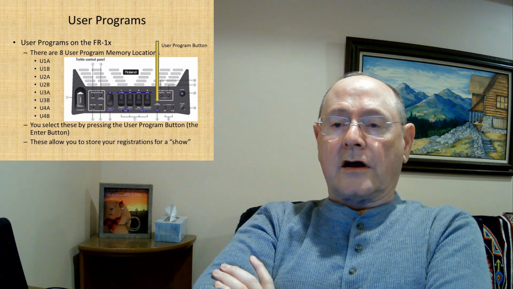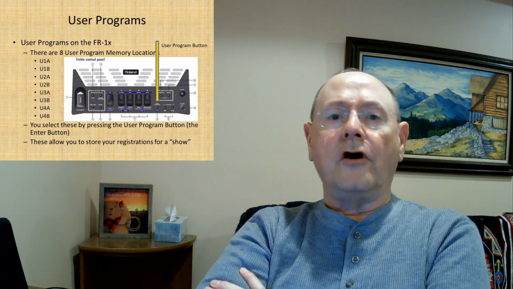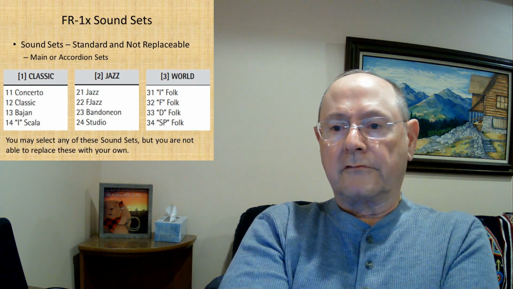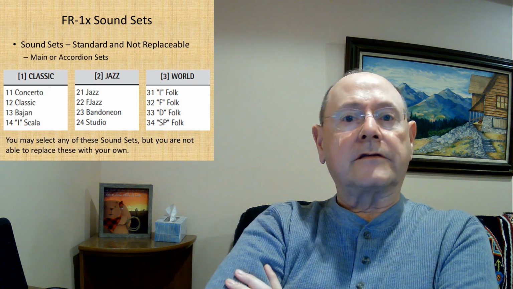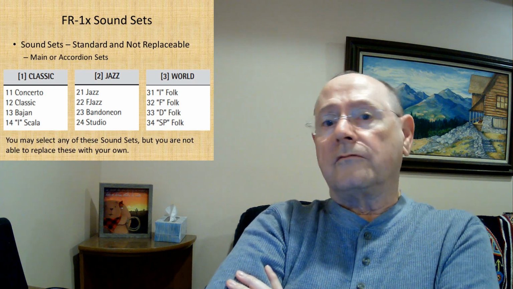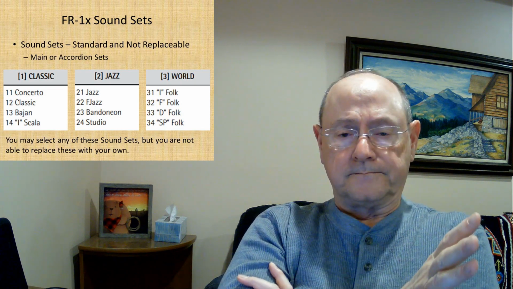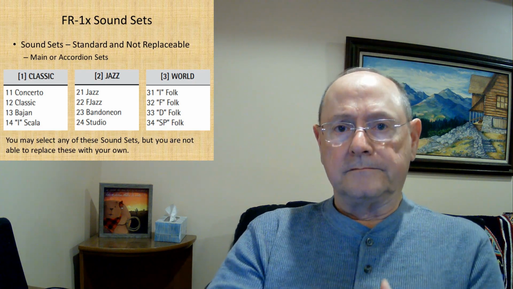First, let's talk about what I'm going to call the non-replaceable sound sets, and they're the ones that come standard with the Roland. Really you have the concerto, the classic, so it's 1-1 through 1-4, 2-1 through 2-4, and 3-1 through 3-4, and you get to pick the type of accordion that you want. When you pick those, your orchestral sounds are all the same. That's the sound sets, the non-replaceable.